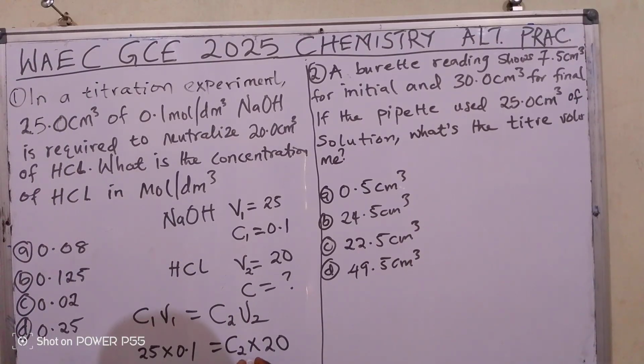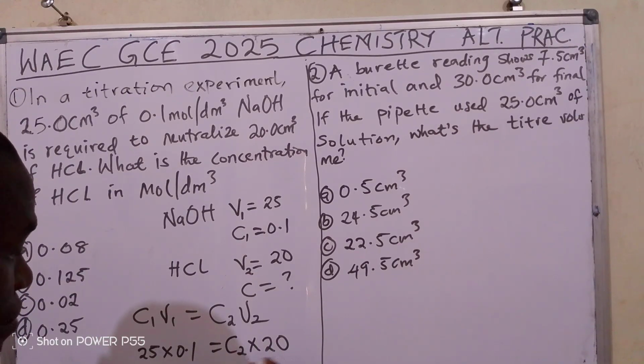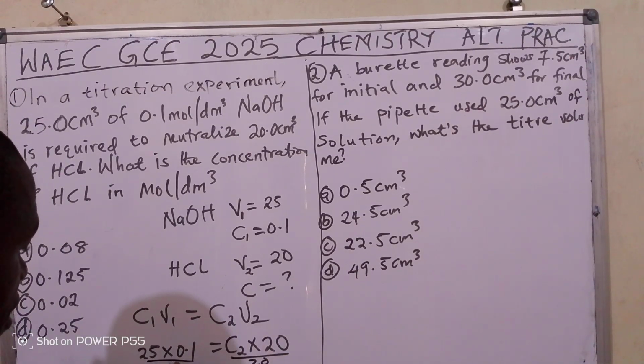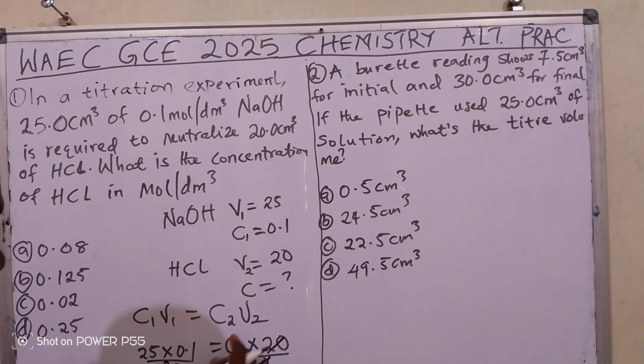With this, we can make C2 the subject of the formula, so that C2 is equal to, how do we make it the subject of the formula? It's by dividing both sides by 20. I hope you understood this simple mathematics. I don't want to do much mathematics. The 20 cancels 20, so we have C2 is equal to 25 times 0.1 divided by 20, that is 25 times 0.1 all over 20.